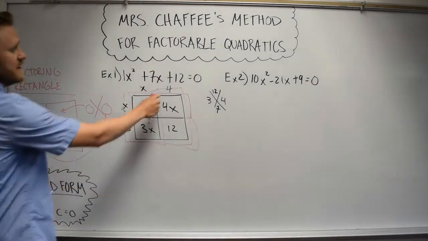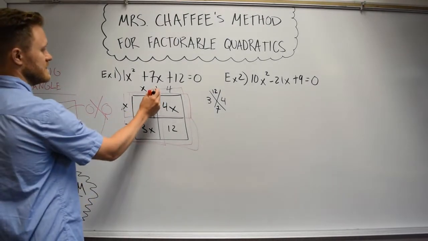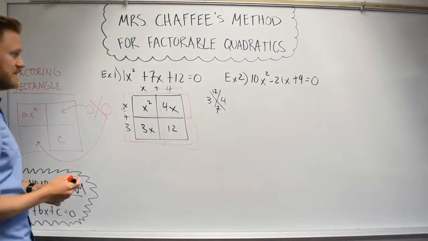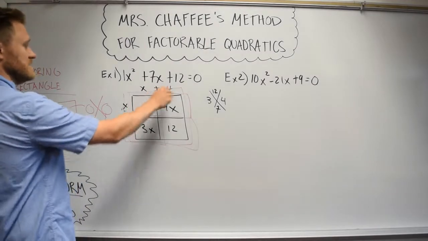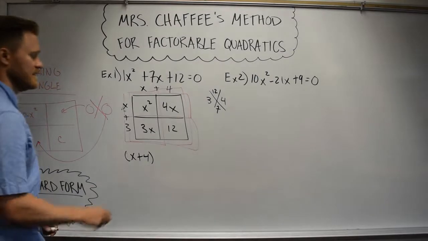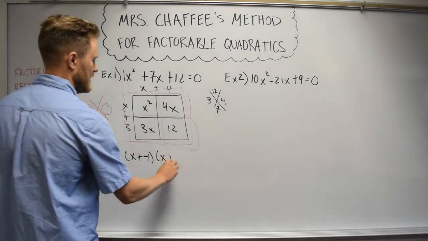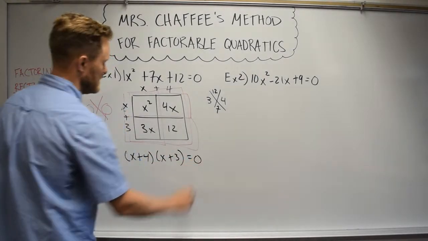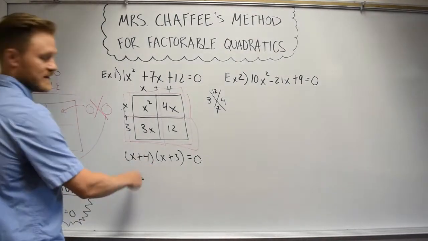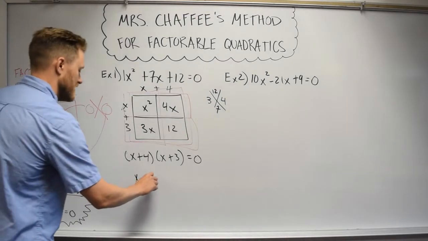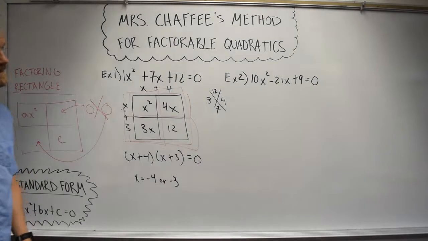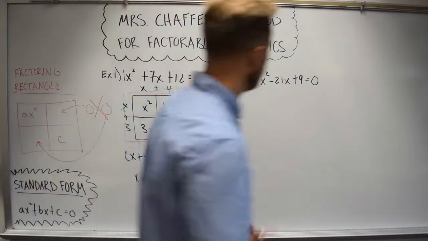Right. Now, this is a positive 4, so it's understood that this is x plus 4. This is a positive 3, so this is x plus 3. So this is going to factor to x plus 4, and then x plus 3. You would set both of these equal to 0. So for our solutions, I'm not going to go through that at this point. We get x equals -4 or -3. I'm going to do the same thing with this one.